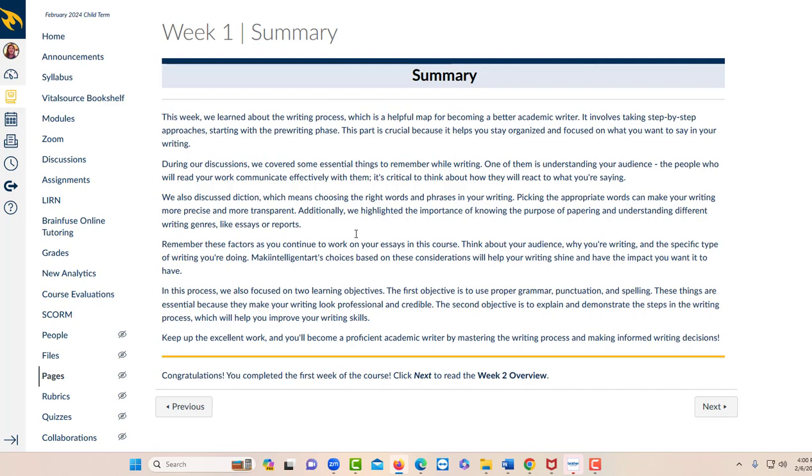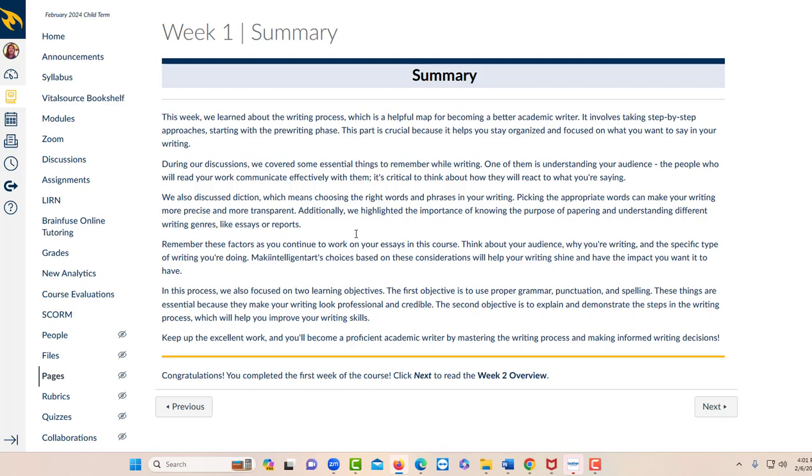Remember these factors as you continue to work on your essays in this class. Think about your audience, why you're writing, and the specific type of writing you're doing. Making intelligent choices based on these considerations will help your writing shine and have the impact you want it to have.